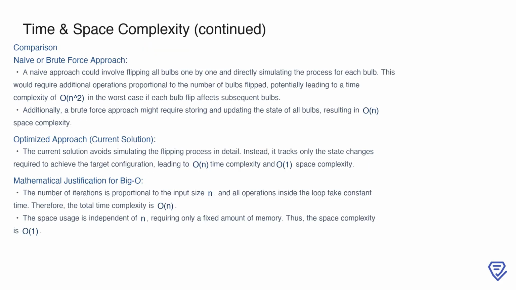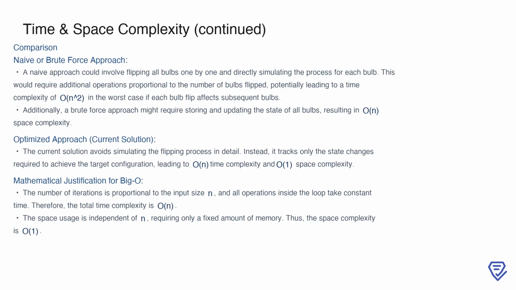To put this into perspective, let's compare the optimized approach with a naive solution. A brute force method might involve flipping each bulb individually while directly simulating the process for every bulb. This could result in additional operations proportional to the number of flips, leading to a worst-case time complexity of O(n squared). Moreover, such an approach might require storing and updating the state of all bulbs in memory, which would increase the space complexity to O(n).